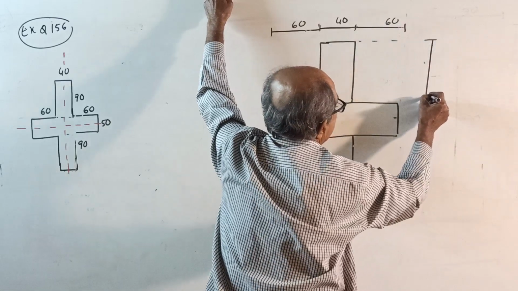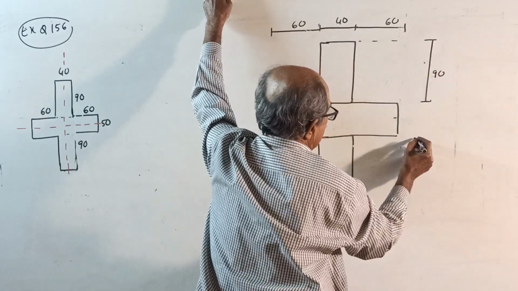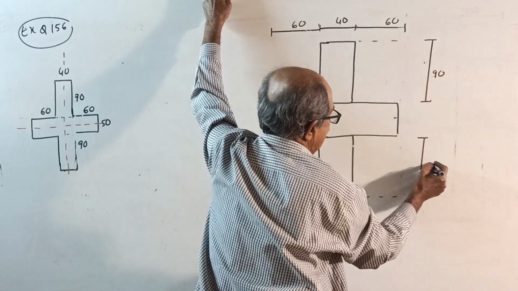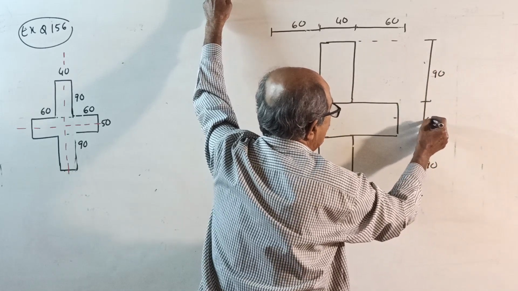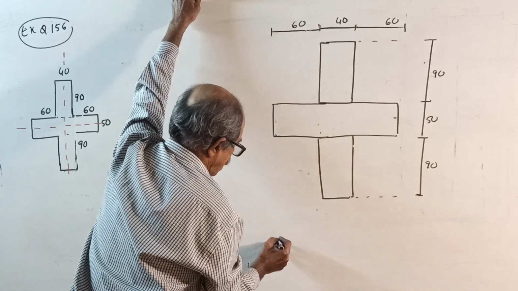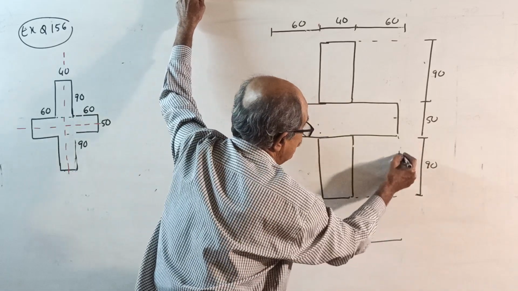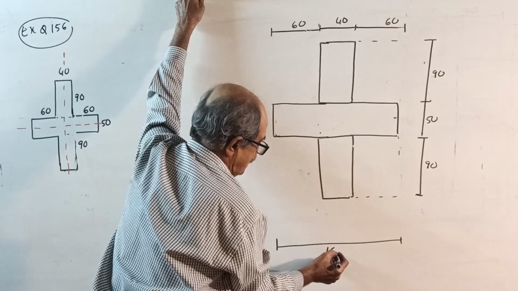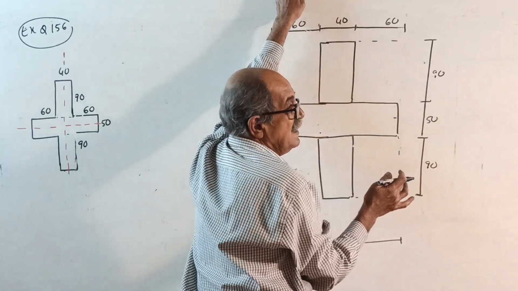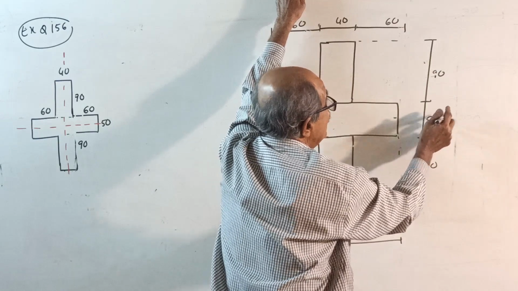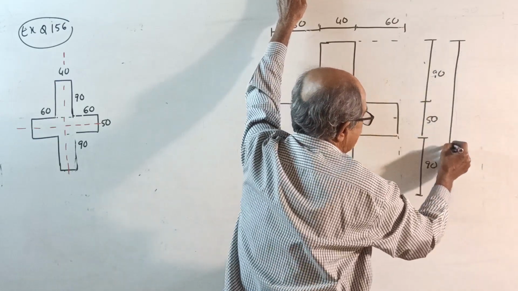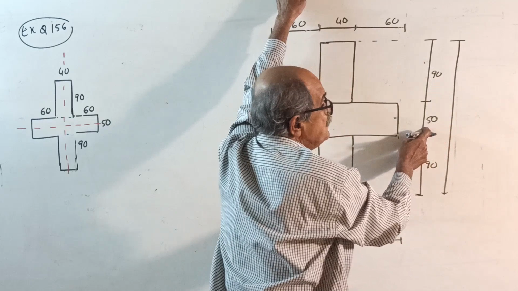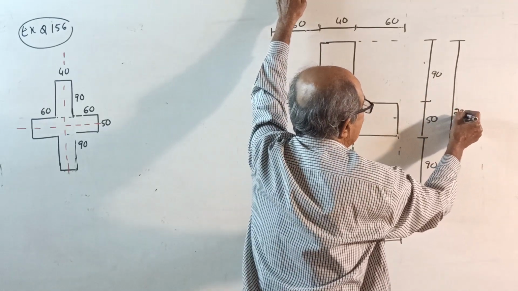This is 90, this also 90, this is 50. I will tell you what happened. This overall distance here is how much? Full width is 60 plus 60, 120, plus 40, 160. And 90 plus 90, 180. Last time by mistake I took 60 and wrote 240 here, so I removed it. It should be 230.